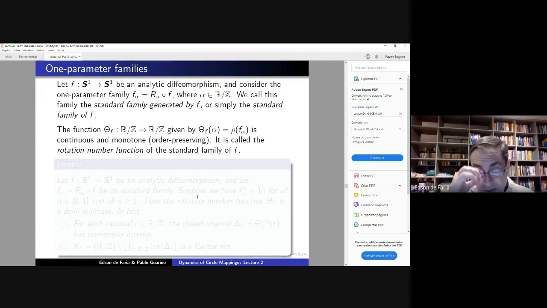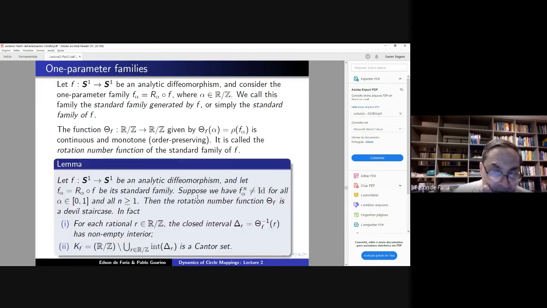It's continuous and monotone, but it's definitely not injective because, unless something very special happens with F, for most Fs this is not going to be the case. So in fact, we have the following lemma.